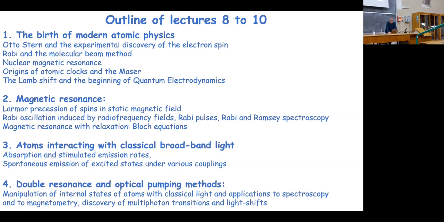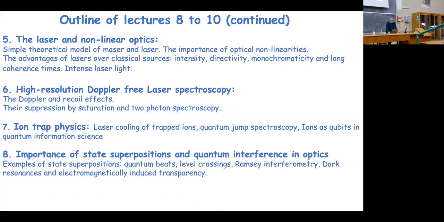Then next week, I will talk about new methods to manipulate atoms, double resonance and optical pumping. I will introduce also the laser, because the laser has come up in the middle of last century from these experiments in optical pumping and in magnetic resonance. I will talk about the laser, and I will discuss the advantage of the laser over classical sources, taking into account the importance of its intensity, of the directivity of the laser beam, of the monochromaticity and long coherence times.